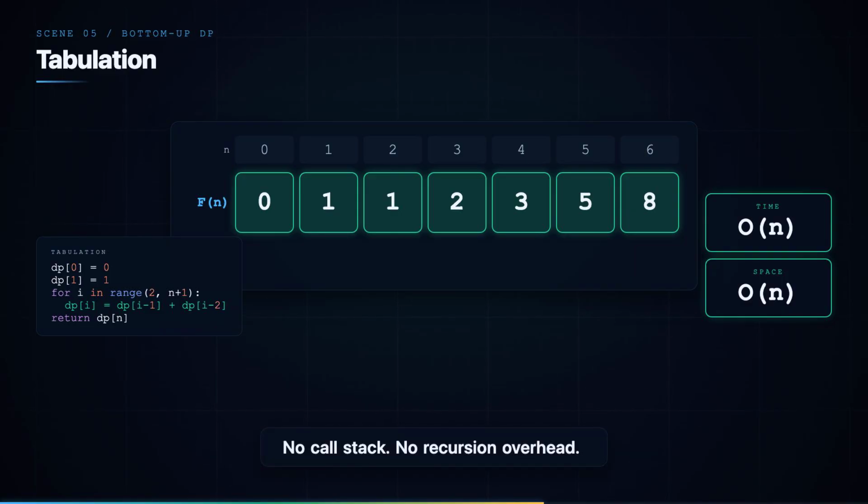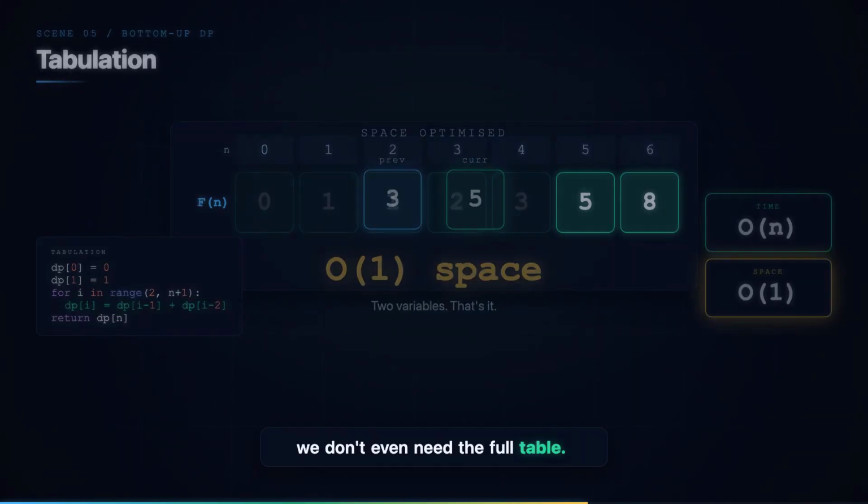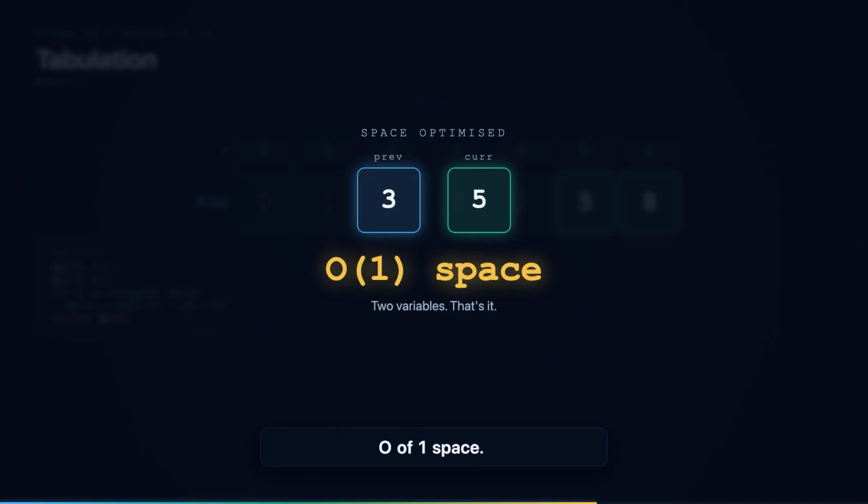No call stack, no recursion overhead. Just a loop filling a table from left to right. And notice, we only ever look 2 cells back. With a small optimization, we don't even need the full table. 2 variables. That's it. O of 1 space.